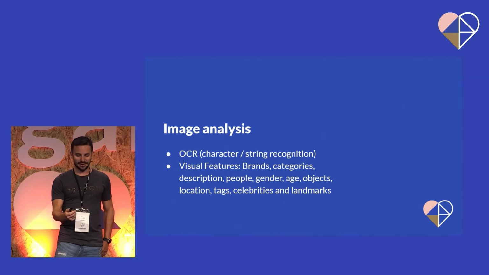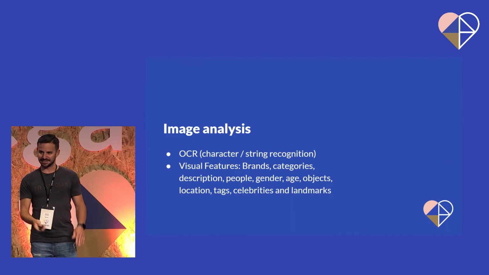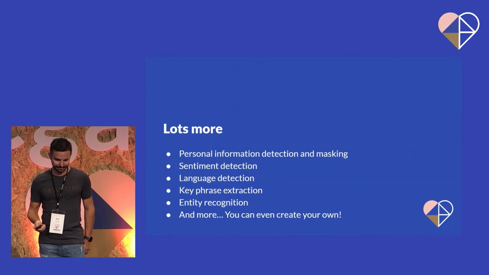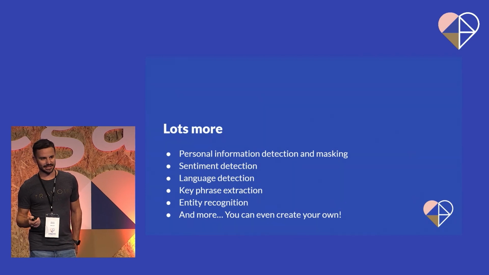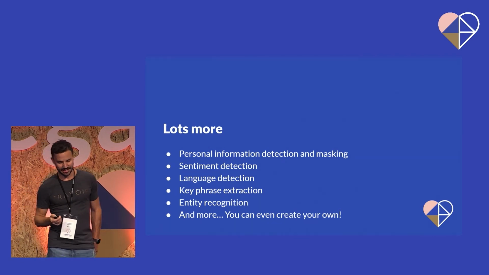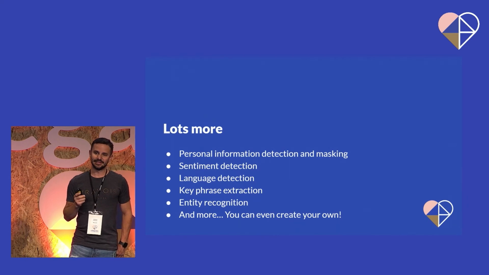It can even go as far as detecting if there's celebrities or what locations they are, and it will extract that, put it into your index as text, and then you can search on it. There's even a ton more things. So these are called skill sets in Azure Search. You can even create your own, which is super powerful. You can create REST-based skill sets as well.